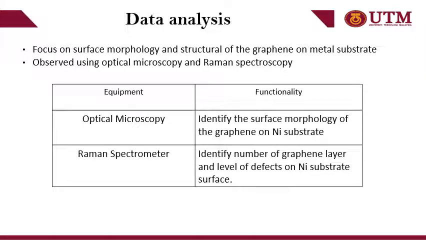Data analysis will be done focusing on the surface morphology and structure of the graphene on metal substrate. The optical microscopy is used to identify the surface morphology of the graphene on nickel substrate, while the Raman spectrometer is used to identify the number of graphene layers and the level of defects on the nickel metal substrate surface.